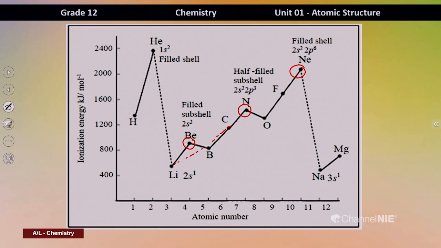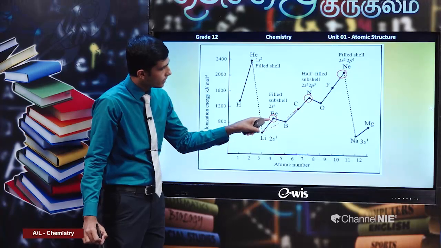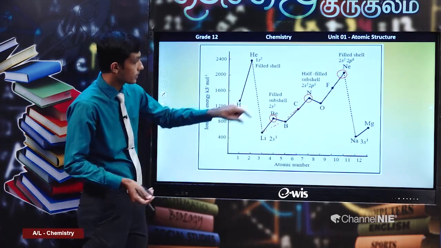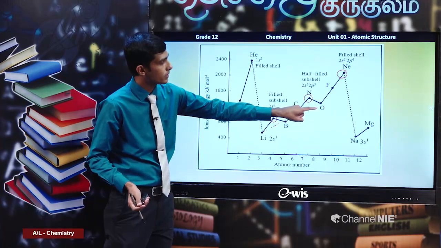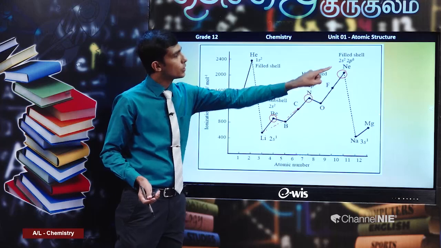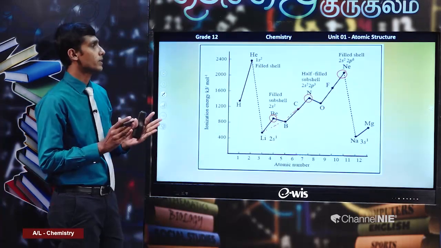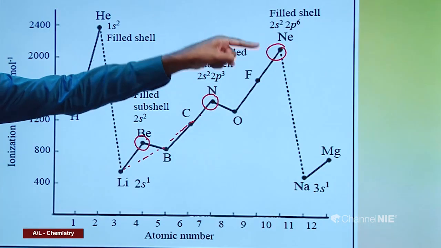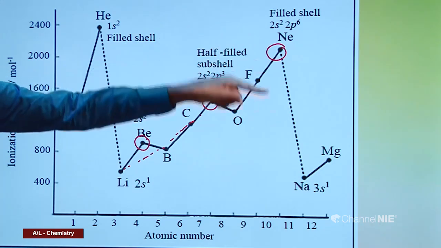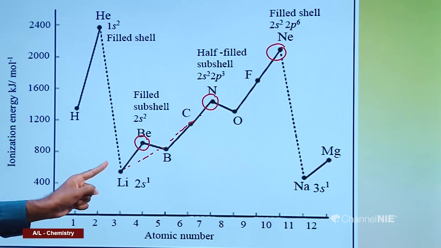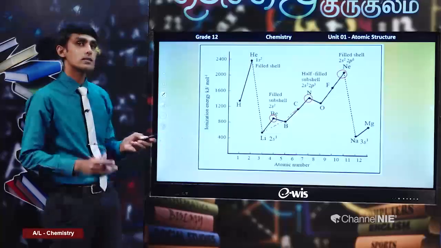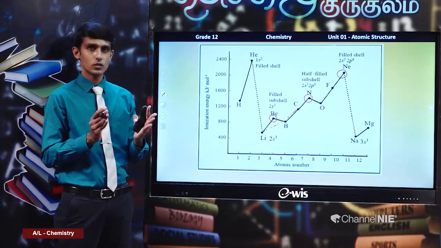So the reason is the stable electron configuration, and these values are greater than the first ionization energy value of the next element. For example, beryllium's first ionization energy is greater than boron's, nitrogen's is greater than oxygen's, and neon has the highest first ionization energy of that particular period. Then when it comes to the next period, you can see there is a sharp decrease, a big drop of the first ionization energy. And when you compare lithium and sodium, in the same group, sodium's first ionization energy is less. So this is the variation of the first ionization energy of the elements.